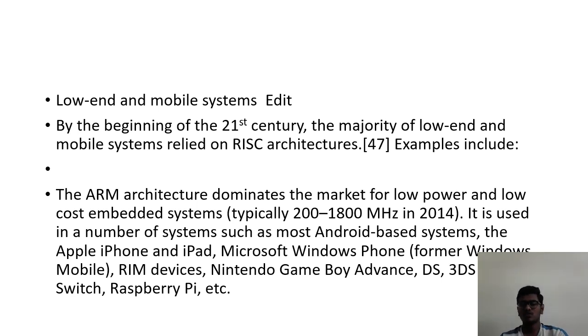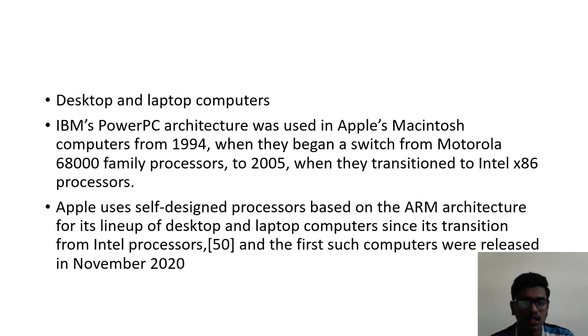The ARM architecture dominates the market for low power and low cost embedded systems, which are typically from 200 to 1800 megahertz. As of 2014, it is used in a number of systems such as Android devices, Apple iPhones and iPads, Microsoft Windows, and so on. It is used across all the mobile companies. Let us see some more information in the slides.